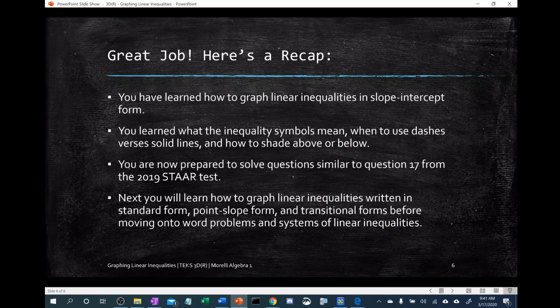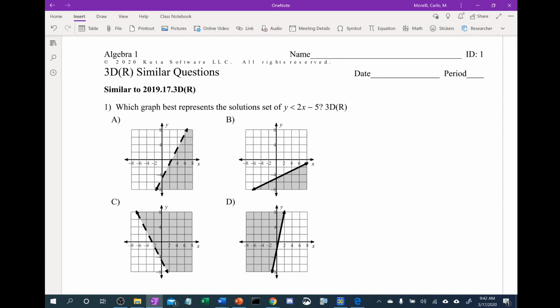For example, we'll learn how to graph linear inequalities written in standard form, ax plus by equals c, point slope form, y minus y1 equals m(x minus x1), and some random transitional forms before moving on to word problems and then systems of linear inequalities, which would be more than one linear inequality graphed on the coordinate plane with some overlapping solution region. Okay, so at this time, we're going to jump off this PowerPoint and actually work some problems.